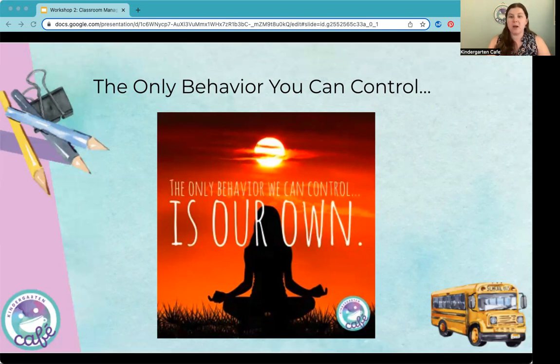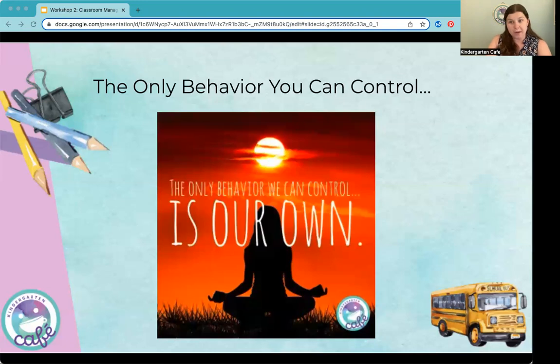And we need to focus on the behavior itself and not the character of the child. So just because they threw something does not mean that they're a bad kid, they're an angry kid. We don't want to just make a description about it, like they're a troublemaker. No, the behavior is they threw a chair.